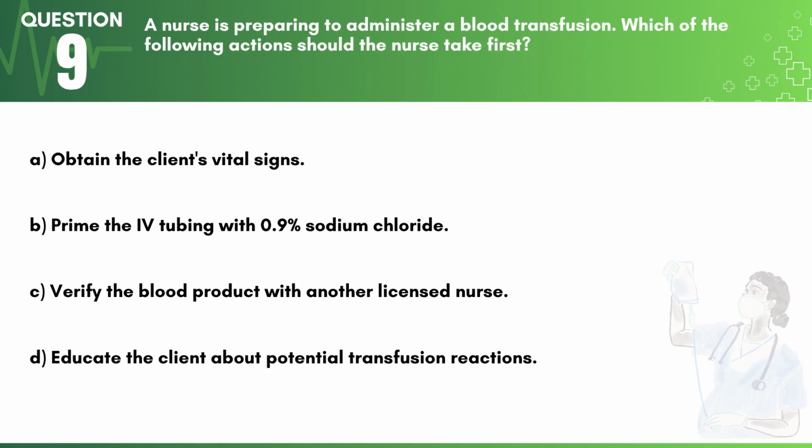Question 9. A nurse is preparing to administer a blood transfusion. Which of the following actions should the nurse take first? A. Obtain the client's vital signs. B. Prime the tubing with 0.9% sodium chloride. C. Verify the blood product with another licensed nurse. D. Educate the client about potential transfusion reactions.